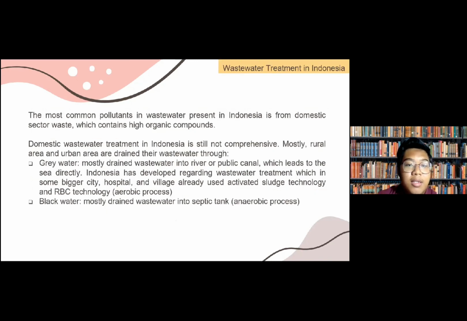The most common pollutants in wastewater in Indonesia come from domestic sector waste, which contains high organic compounds. Domestic wastewater treatment in Indonesia is still not comprehensive. Mostly rural and urban areas drain their wastewater through, first, greywater, mostly drained into rivers or public canals, which lead to the sea directly. Indonesia has developed regarding wastewater treatment, in which some bigger cities, hospitals, and villages already use activated sludge and RBC technology, or aerobic process. The second one, for black waters, mostly drain wastewater into septic tanks, or anaerobic process.